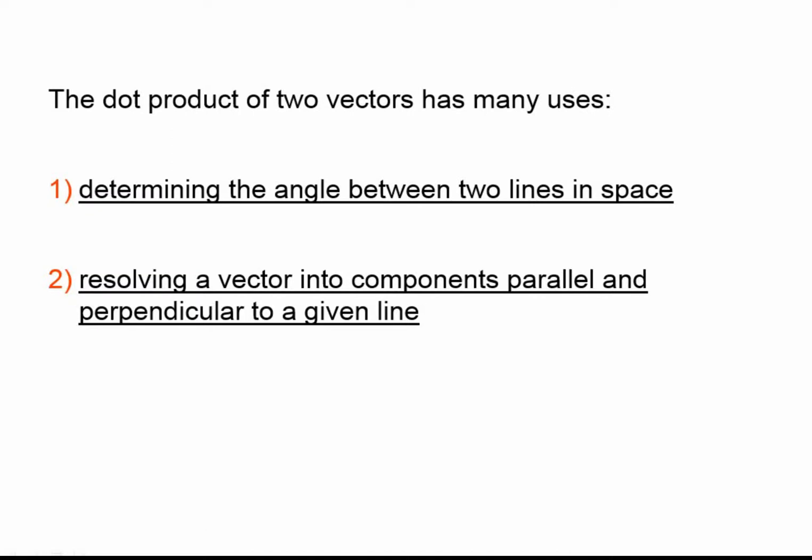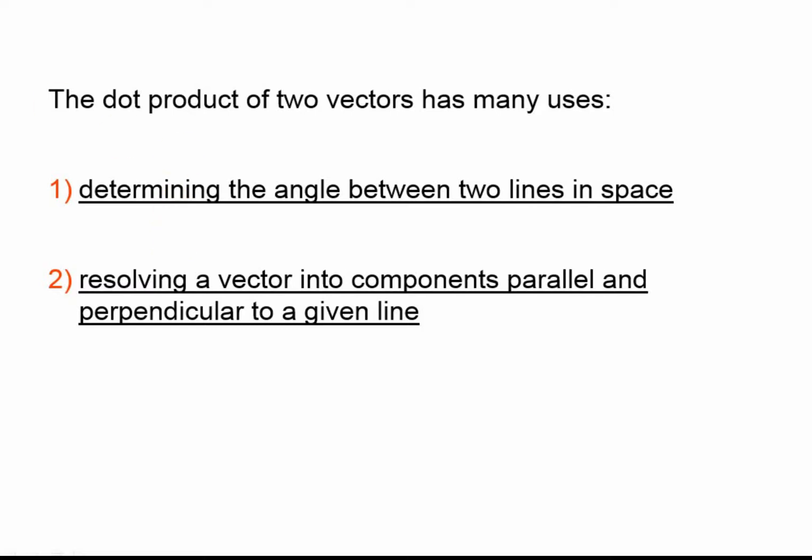Let me review two important products of two vectors. One is the dot product and the other one is the cross product. The dot product of two vectors has many uses. The first is to determine the angle between two lines in space. In biomechanics, many times we have to compute the angle between segments of the body.